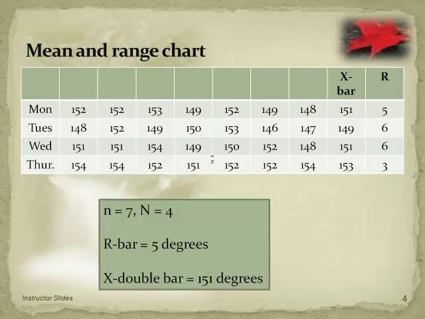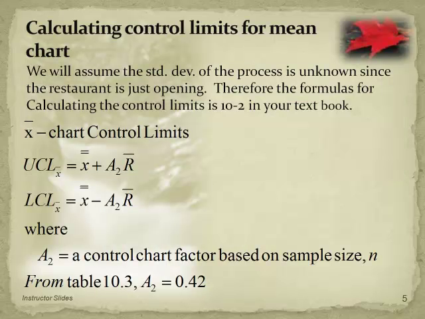The X double bar, which is the average of the X bars, 151, 149, another 151, 153 divided by 4, is going to be 151. And the value for R bar, which is the average of the ranges, is going to be 5. Now I have these calculations done, so now I can insert them into our formula.